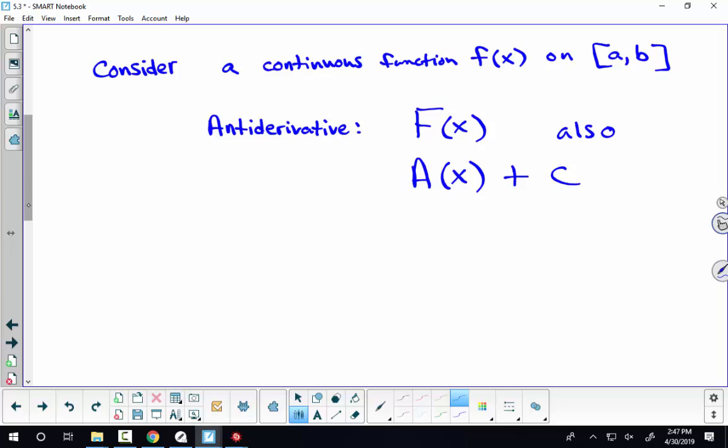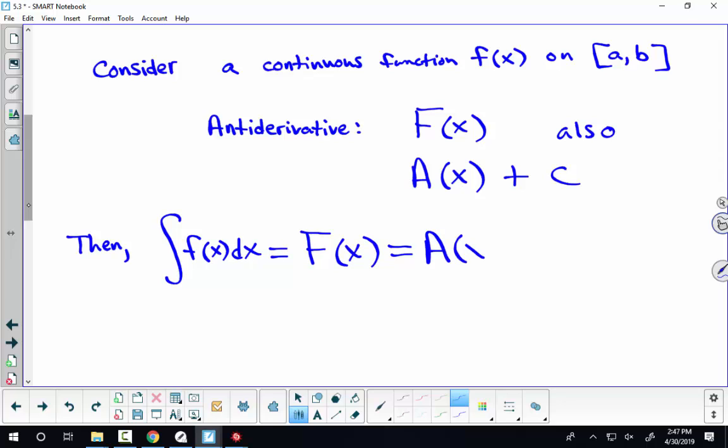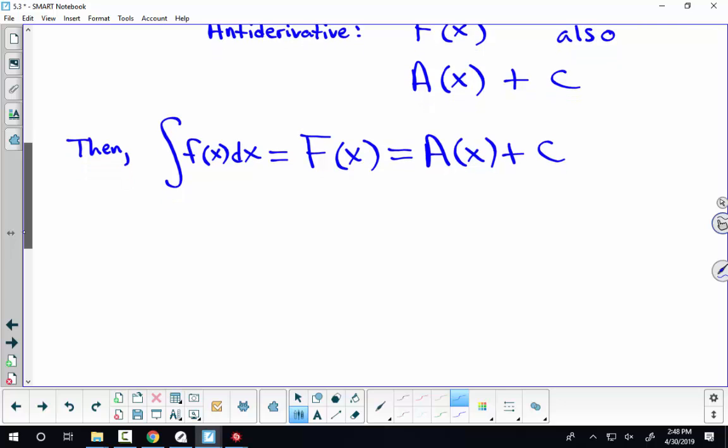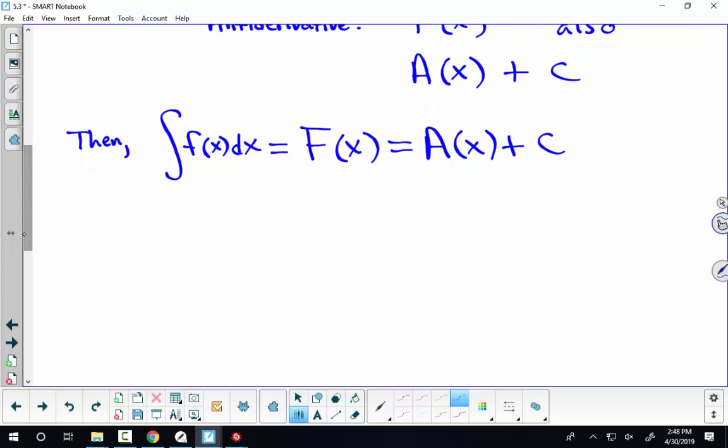So then what we're looking at at this point is that the antiderivative of lowercase f of x dx is capital F of x, or it's capital A of x plus c as some other general antiderivative. Is everybody okay with that? We're just putting symbols to what we stated in words.